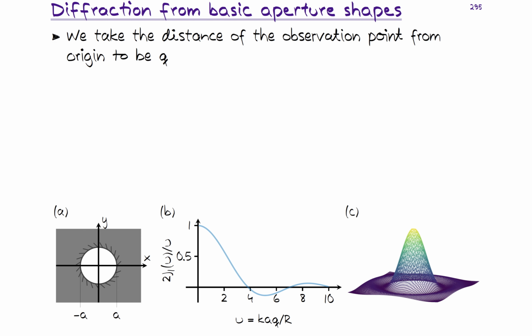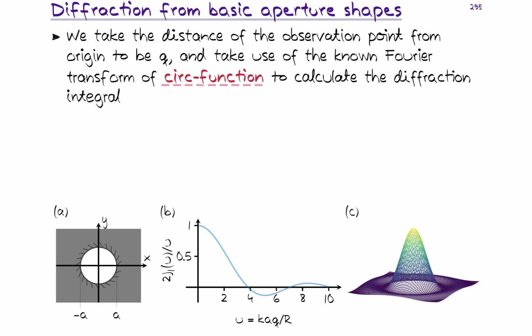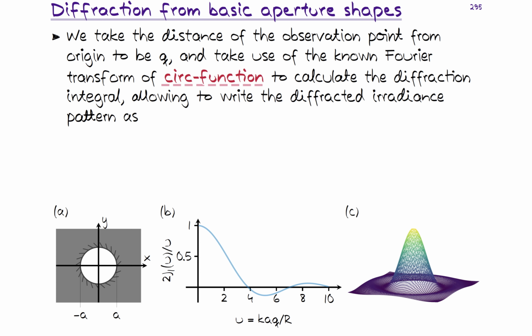Now we will take the distance of the observation point from the origin to be q. So this is my new variable of interest, and we do not show the actual integral. How do we do that? Rather, we make use of the known Fourier transform properties. Essentially our aperture can be written as a circ function, and we can place this into the Fourier transform, and make use of the known properties of Fourier transforms and the known Fourier transforms to calculate how the diffraction profile would look.